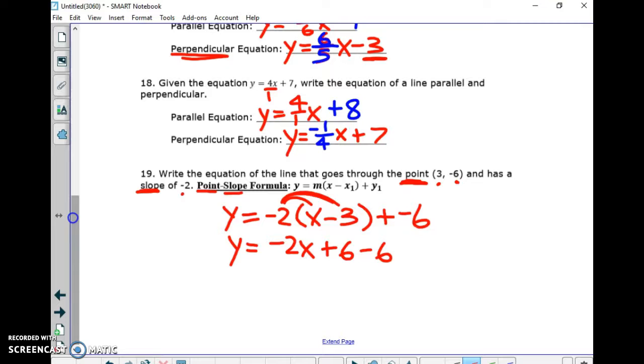Now hopefully you know positive 6 minus 6 is 0. They kind of cancel out. So y equals negative 2x. You don't have to put plus 0. You can. It's not wrong. Okay, so that was 19.